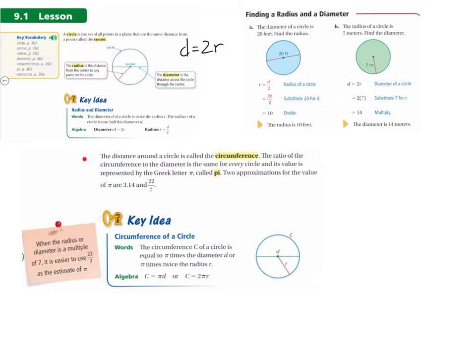Okay, so like I said, the circumference is the distance around the circle. We call that perimeter on every other shape. And it is the ratio of the circumference to the diameter. It says the ratio of the circumference to the diameter is the same for every circle, and its value is represented by pi. Okay, so pi, we're going to use pi. So circles use pi because of this ratio of circumference to diameter.